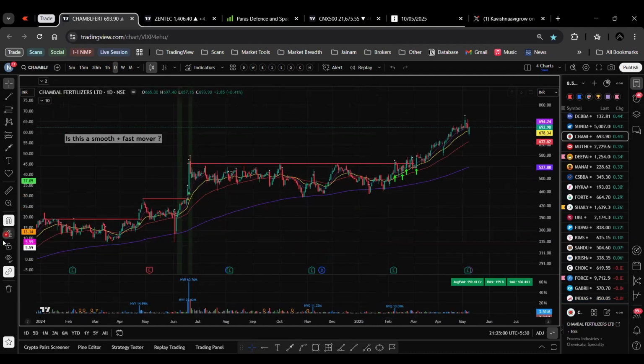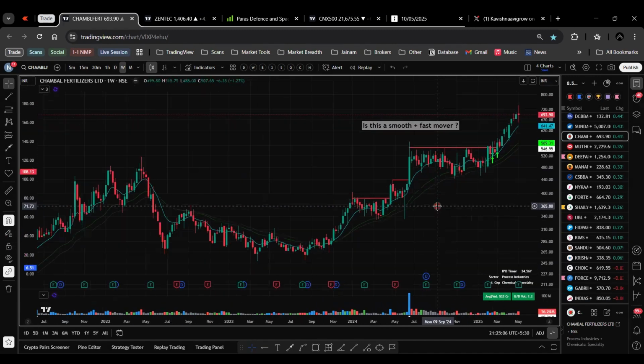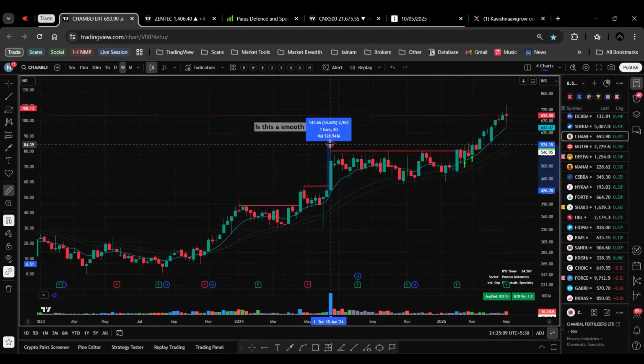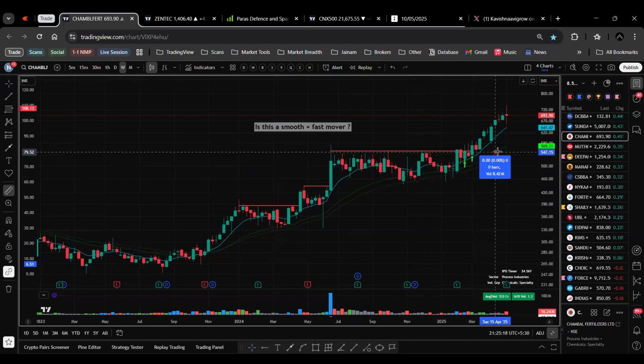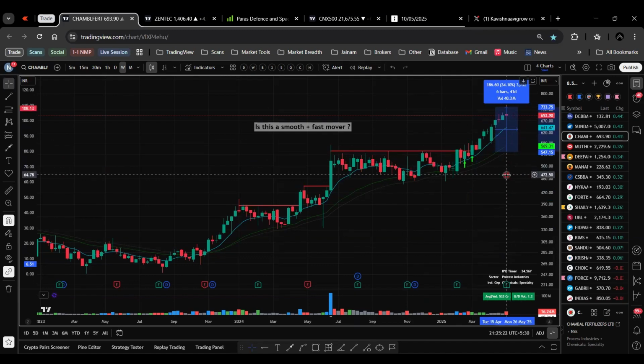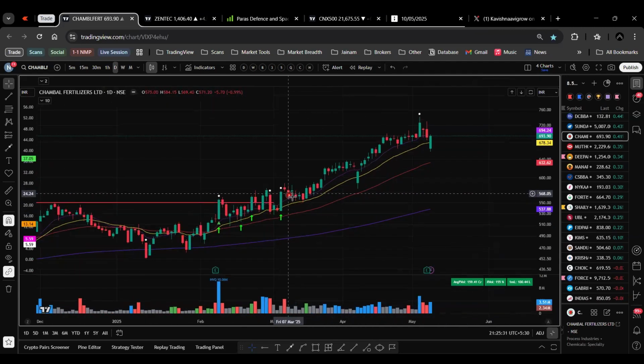Chambal. Is this a fast moving stock? No. Go to the weekly frame. Whenever it moves for a week, so it has a bad character. Even though in a bad market, it moved almost 30-35%. Good for this stock, good for the people who bought it. But is this a fast mover? No. It moves one day, then rests. Then it moves, it goes sideways for 5-6 days. Whenever it moves with very small candles, it's not a fast mover.